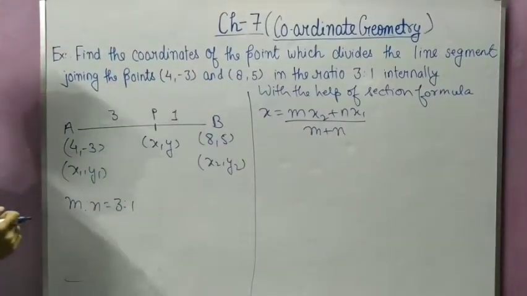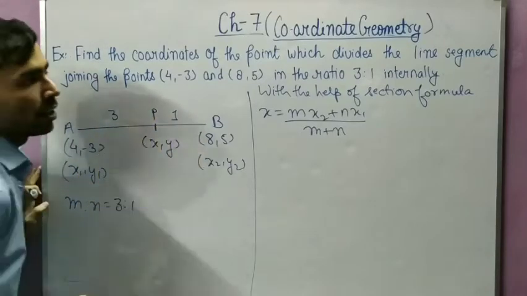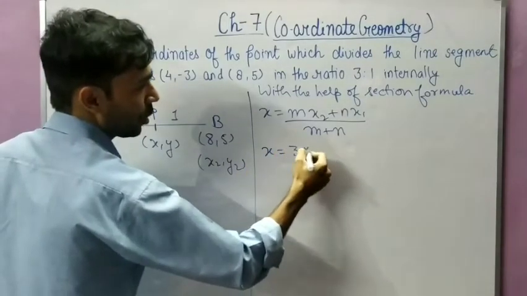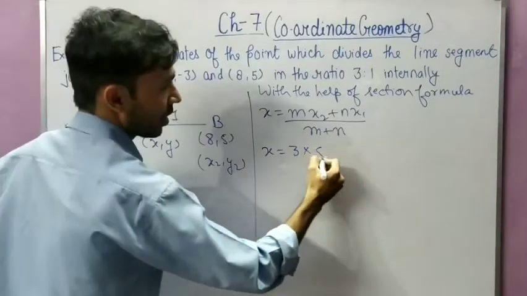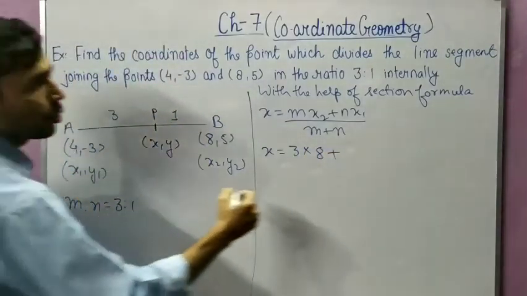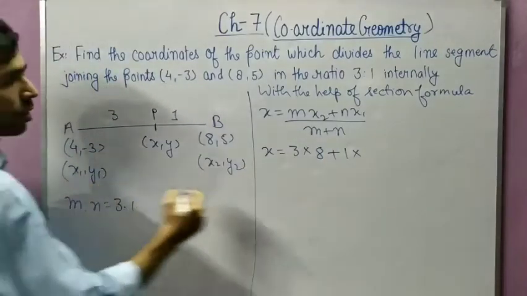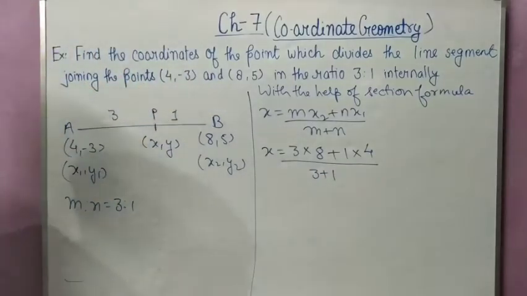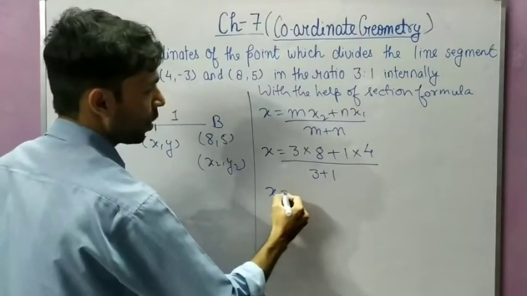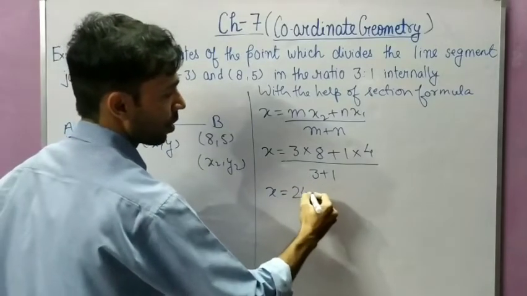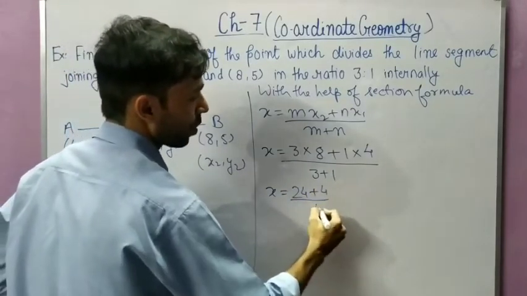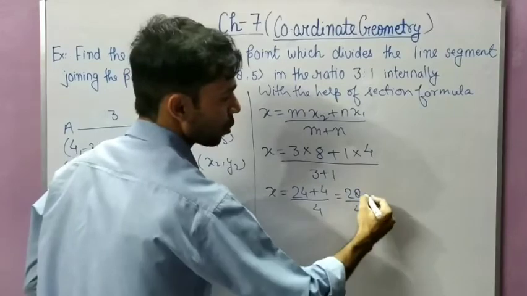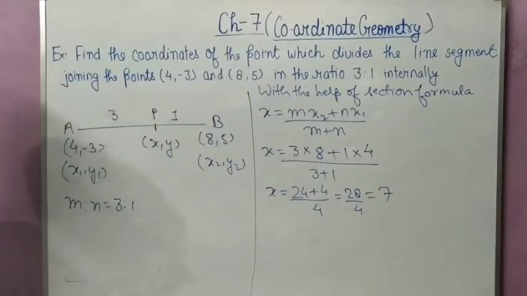अब देखो ध्यान से, m की जगह पे 3 है और n की जगह पर 1 है, तो x will be what? See, अब पुट कर दो सारी वैल्यूज. So 3 into, m was 3, x2 is 8, so 8, plus 1 into x1 is 4, so 4, divided by 3 plus 1 आएगा. अब देखो x will be equal to what? 3 8s are 24 and 1 4s are 4 upon 4. So see, 24 and 4, 28 by 4, so 7. So x की वैल्यू 7 आई, x मिल गया.